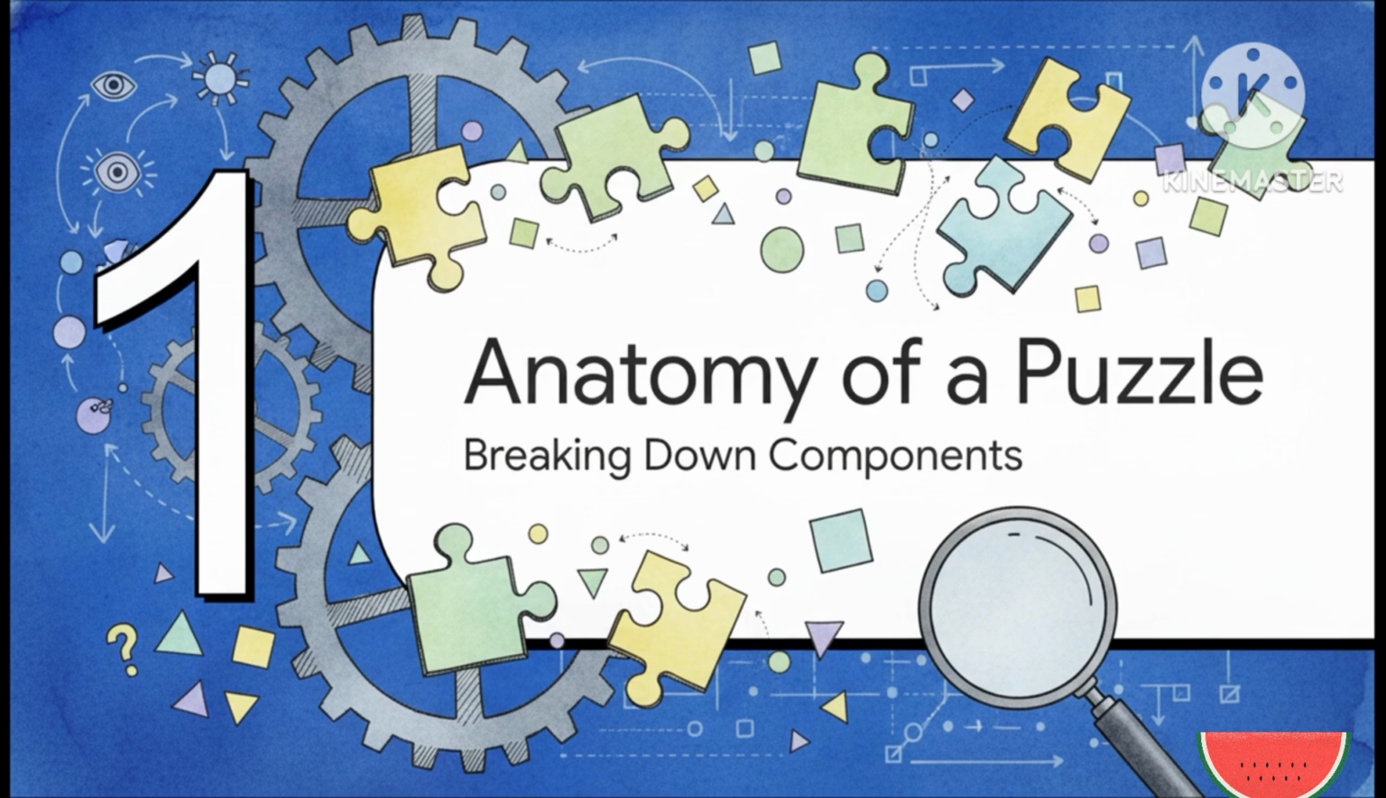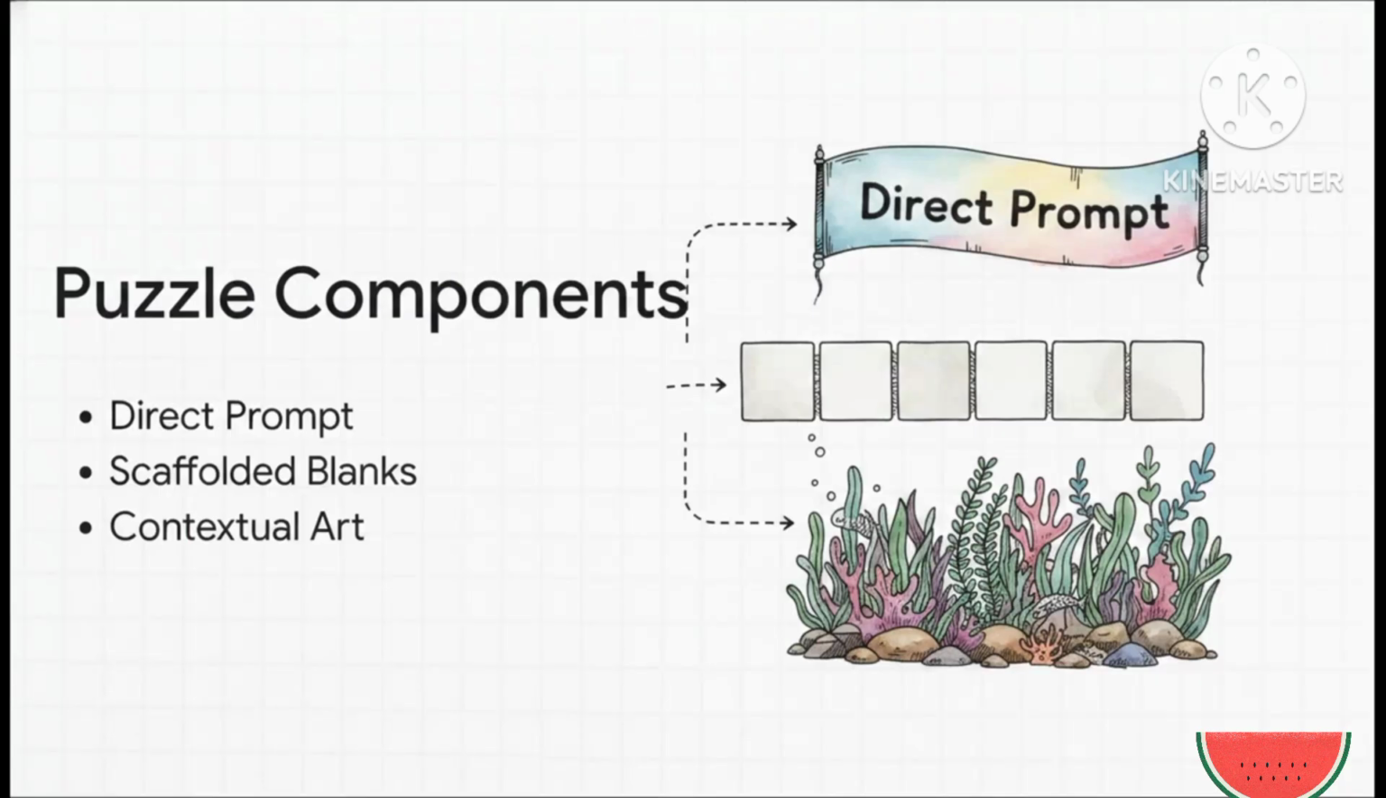All right, let's start breaking things down with Section 1, Anatomy of a Visual Puzzle, where we'll be breaking down the components. Basically, there are three foundational pillars that make this specific visual puzzle function so brilliantly. First up, we've got the direct prompt at the very top. Second, we have the scaffolded blanks, which you can see in those letter tiles across the middle. And third, we have the contextual art anchoring the whole thing at the bottom. Literally every single pixel in this image serves one of these three masters.